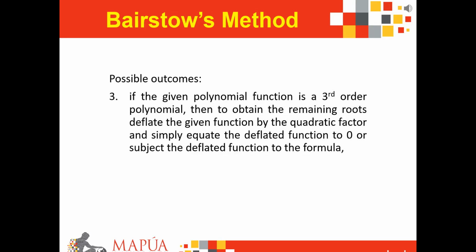The third possible outcome is if you're given a third order polynomial function. In order to obtain the remaining roots after deriving a quadratic function, simply deflate your given function, or divide x cubed by your quadratic factor. And then the deflated function is either equated to 0 or simply subjected to this formula in order to solve for the last root.